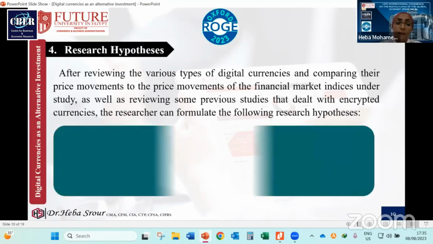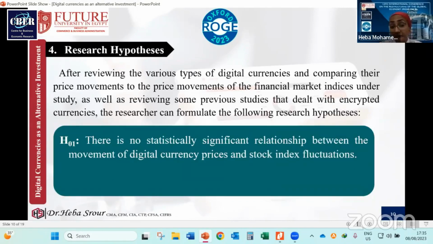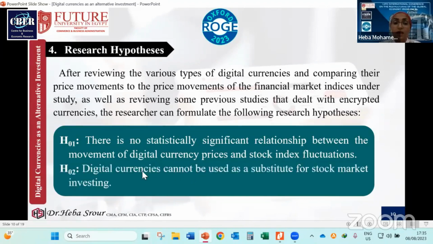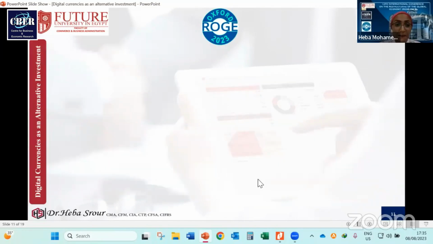Hypothesis. Number one, there is no statistically significant relationship between the movement of digital currency price and the stock index fluctuation. Number two, digital currency cannot be used as a substitute for stock market investment.